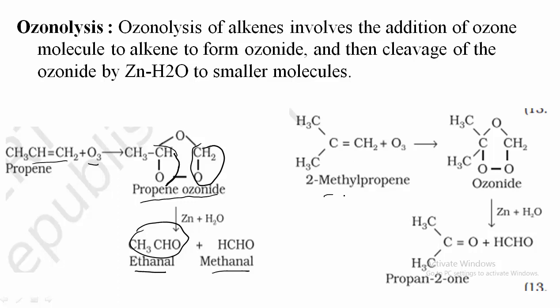And another one is methylpropene. When it reacts with O3, again it will form an ozonide at the double bond. Wherever the double bond is, we will represent the ozonide in this manner. So the ozonide will be formed, and again the cleavage will take place, and thus it will form HCHO and CH3-C(=O)-CH3, that is propan-2-one, along with methanal. So in this manner the ozonolysis will take place in the case of alkenes.